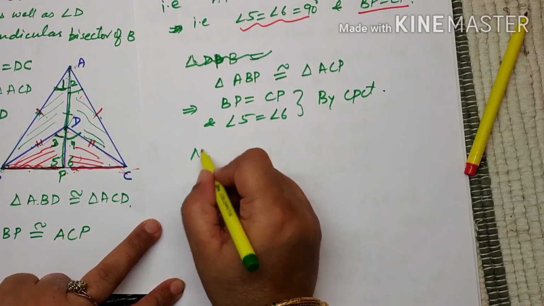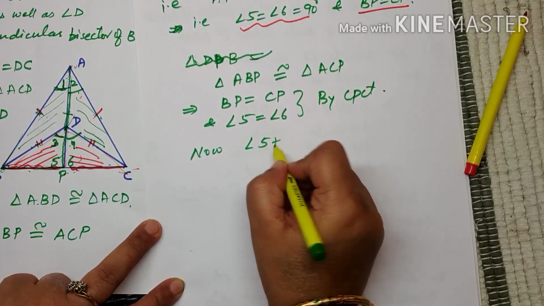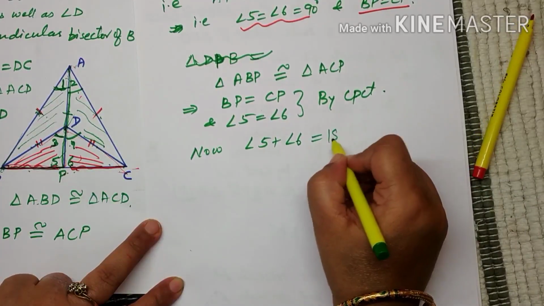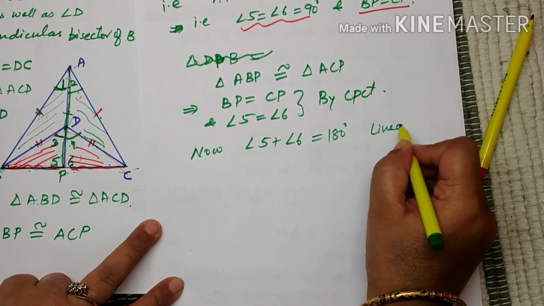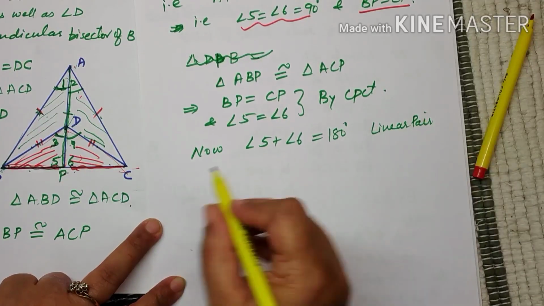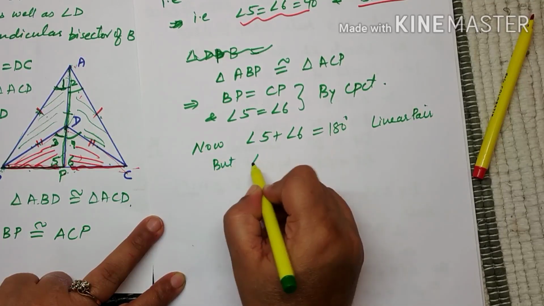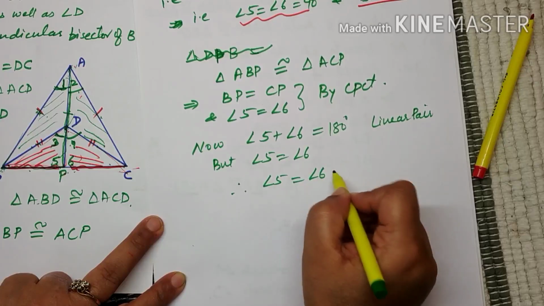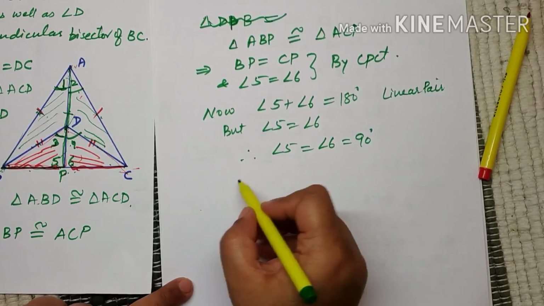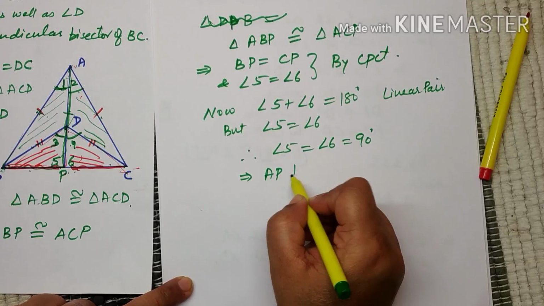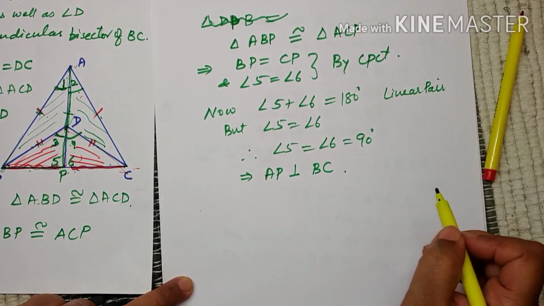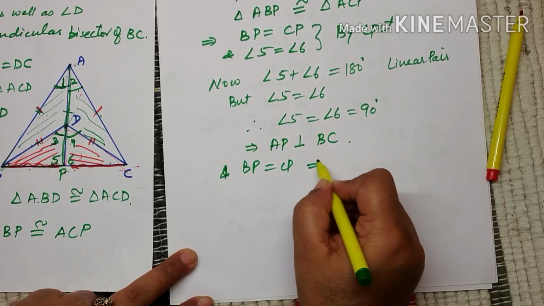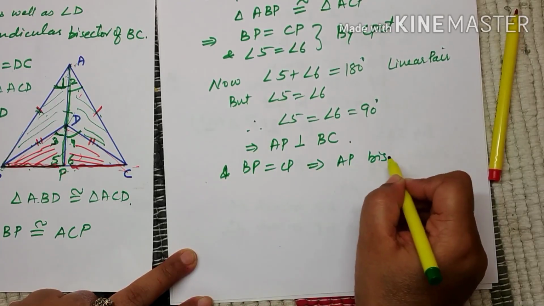Right? Now, angle 5 plus 6 are what kind of angles? They form a linear pair. So, their sum is 180. But 5 and 6 are equal. Therefore, 5 equal to 6 equal to 90. Both are 90. This implies AP is perpendicular to BC. And BP equal to CP implies AP bisects BC.